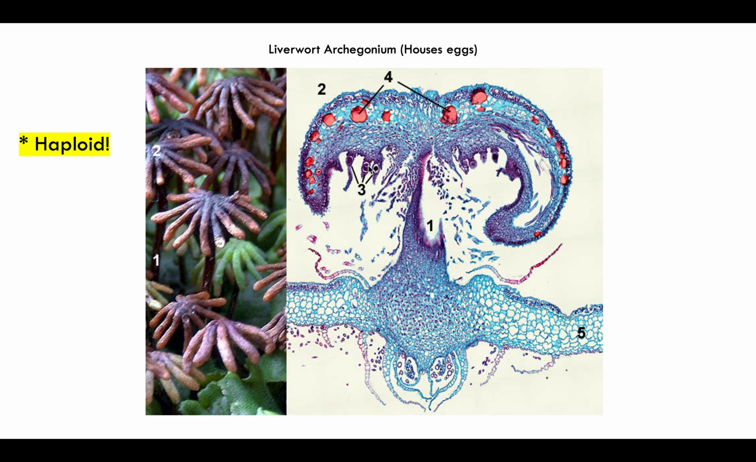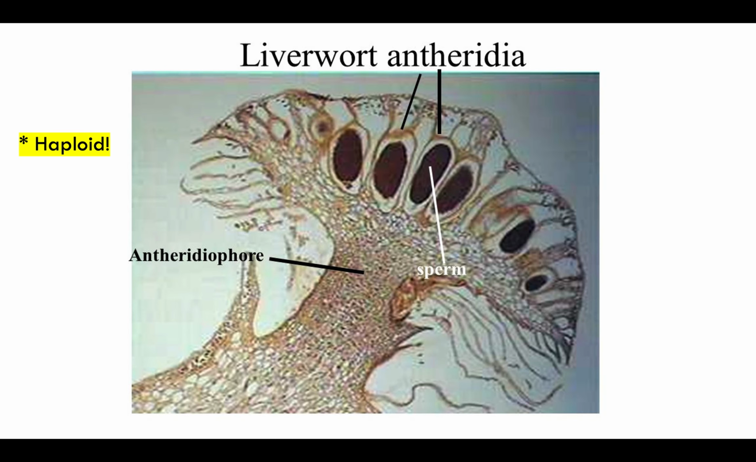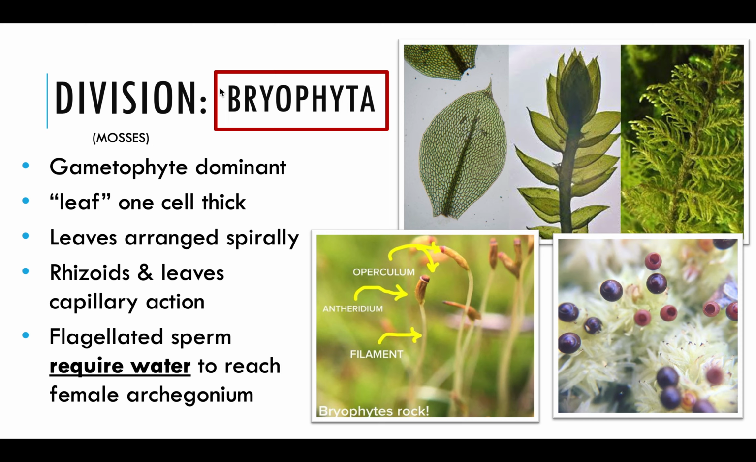And remember, egg cells and the archegonium itself are all haploid structures. These are not diploid structures. Same with the liverwort antheridia, the male gametangia. So here we have the antheridial head, inside of which the sperm are deposited. Again, haploid structures here. So our next division we're going to talk about is Bryophyta.